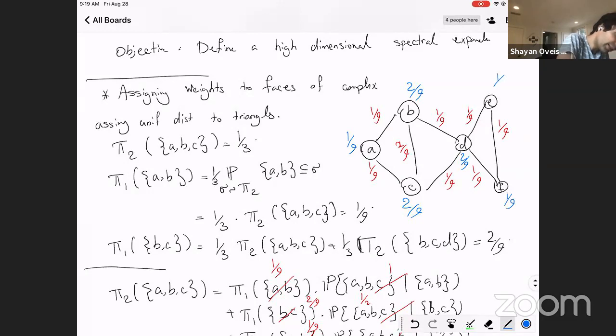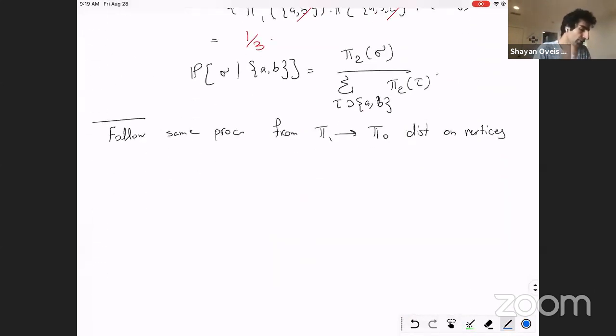1/9, 1/9. So as you see, I started with a uniform distribution over triangles. Now I have a distribution over edges and a distribution over vertices. And I can follow this back up, start from vertices, get edges, and get triangles. Okay. So this is how I define a distribution.